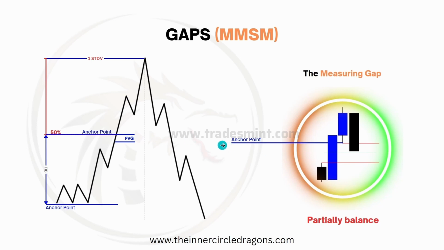Generally, I like to anchor the fib high, in this case of it being on the buy side of the curve, to the high of the fair value gap created. So in this case, it would be the low of the third candle that forms the measuring gap. We can also use the high of the first candle as an anchor point.